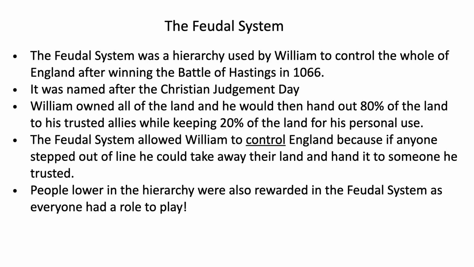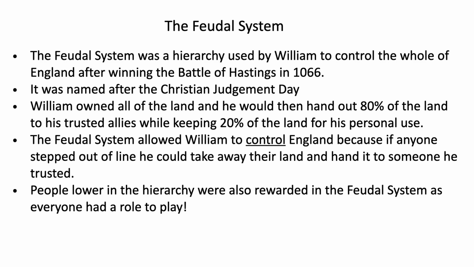So just going to read through some information for you on the feudal system. So the feudal system was a hierarchy used by William to control the whole of England after winning the Battle of Hastings in 1066. It was named after the Christian Judgment Day, really important fact to remember. William owned all of the land, and he would then hand out 80% of the land to his trusted allies, while keeping 20% of the land for his personal use. And remember, his trusted allies, they're your nobles.